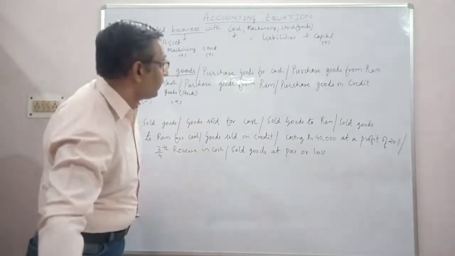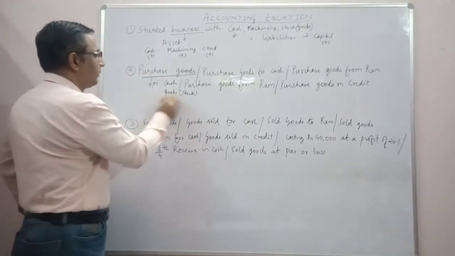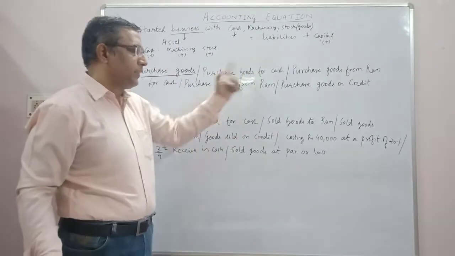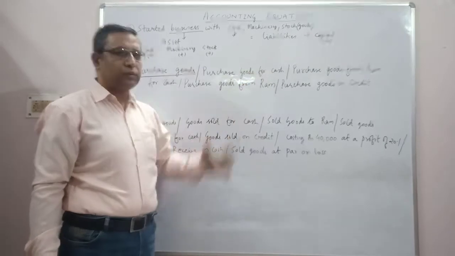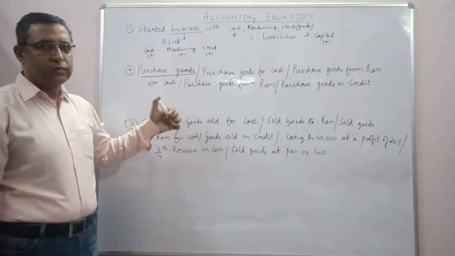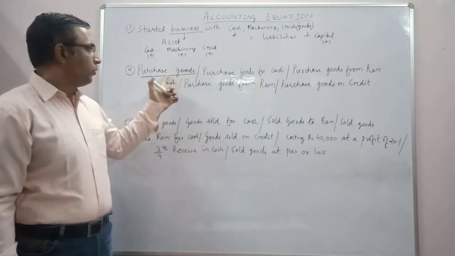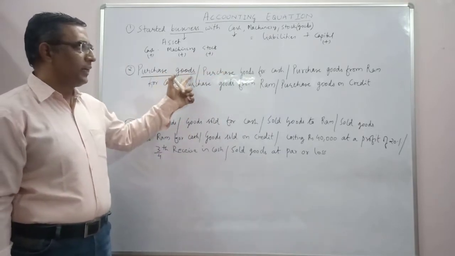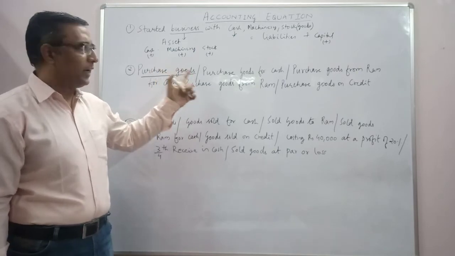Now we take the second example: purchase goods for cash. Here it is explicitly given that the goods are purchased for cash. In the earlier transaction only purchase goods was given, so both transactions are the same. If it is not given for cash, it is assumed to be bought in cash.